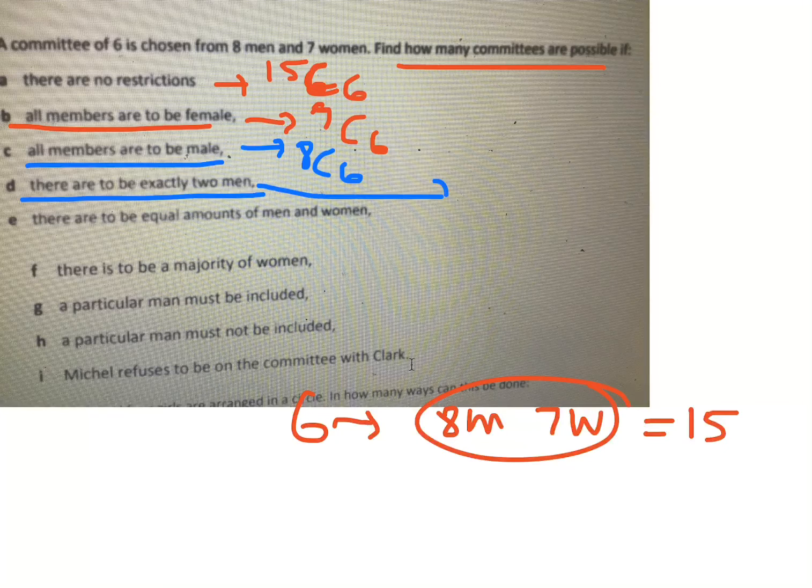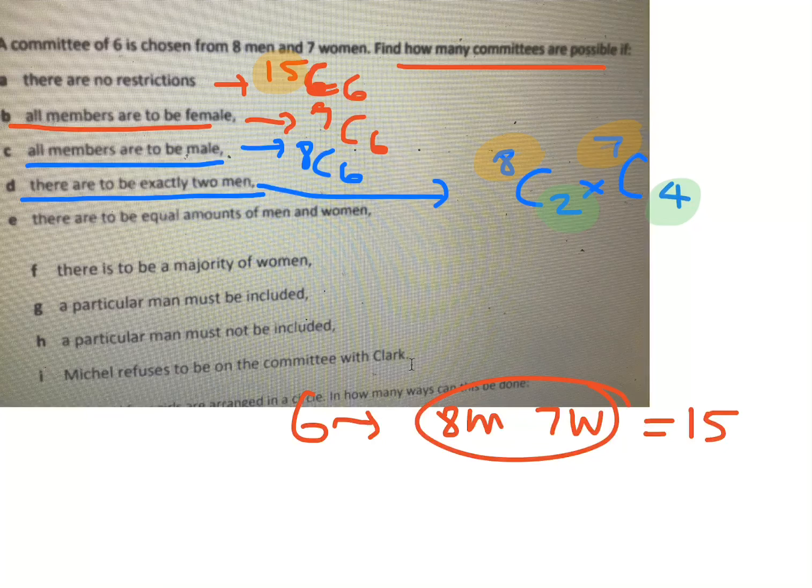There are to be exactly 2 men. So that means we choose 2 from the 8 and we choose the other 4, because it's got to make 6, from the 7. And do you notice every time when I'm doing this, those add up to 6, but the one at the top, the 8 and 7, add up to 15. They see 15 on top.